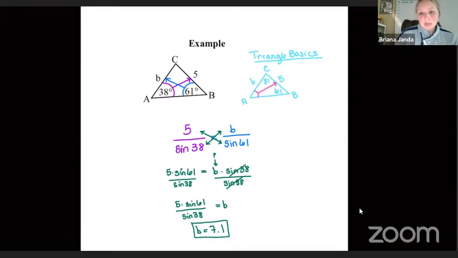Triangle basics that I want to remind you of is that the angles add up to 180.